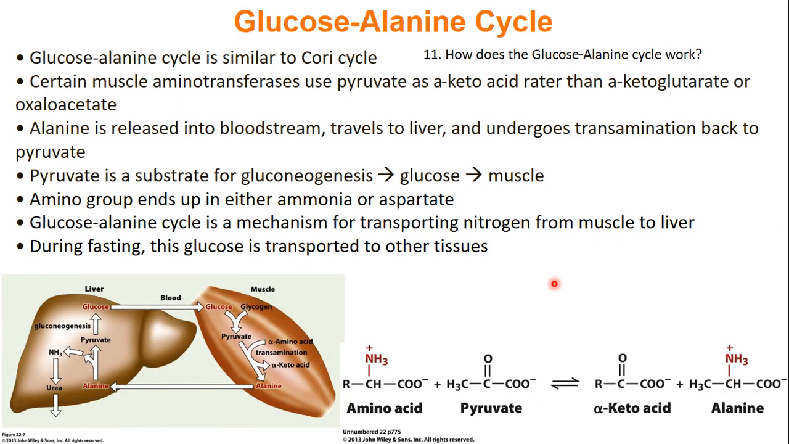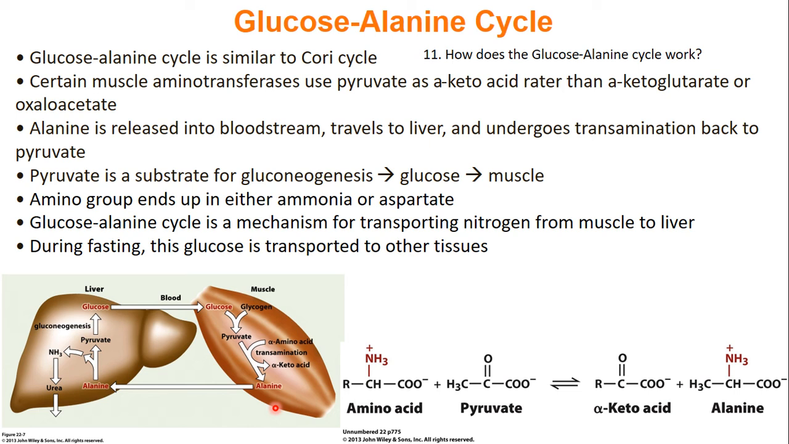How does the glucose-alanine cycle work? Basically the same thing, but a little bit different. Glucose or glycogen is broken down to pyruvate, and sometimes during transamination, which we talked about in the last set of videos on Tuesday, the NH3 group will be given to pyruvate instead of alpha-ketoglutarate like we talked about. This changes pyruvate into alanine.